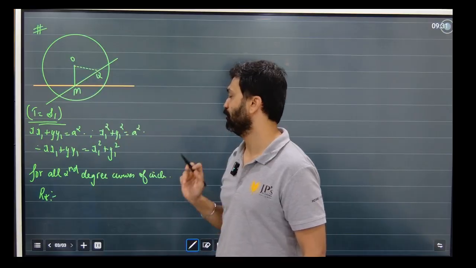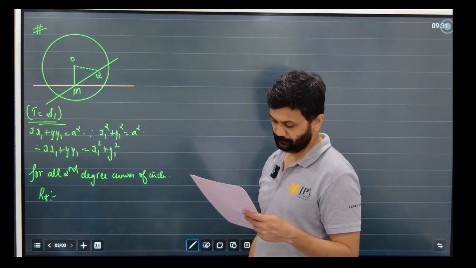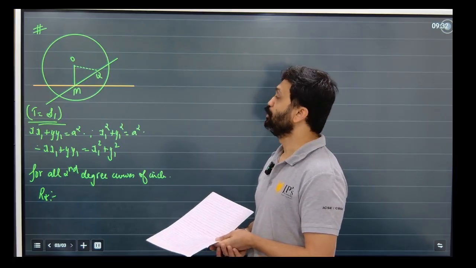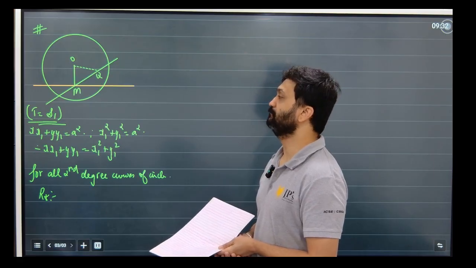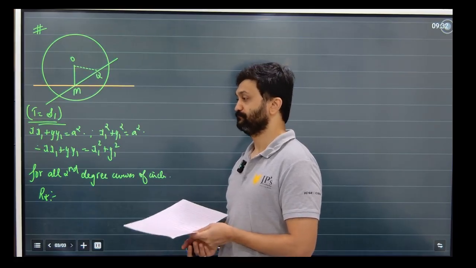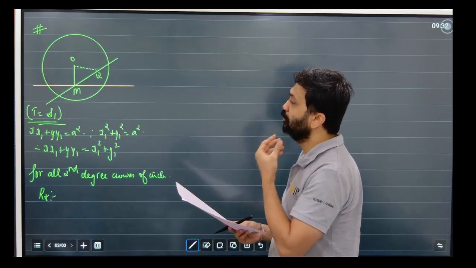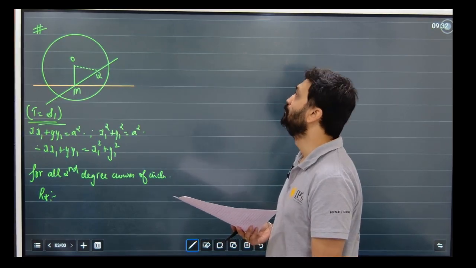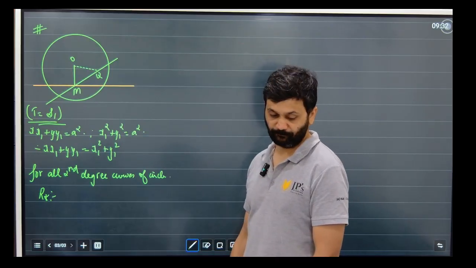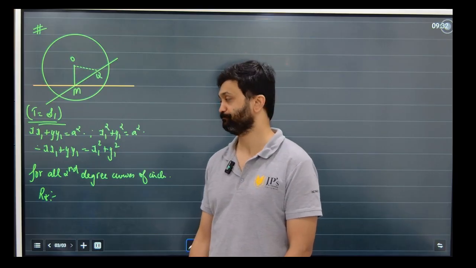Look, multiple chords will pass. For all the chords passing through a point M (x1, y1) inside the circle, the shortest chord would be the one whose middle point is M.